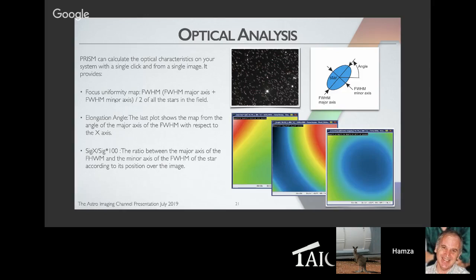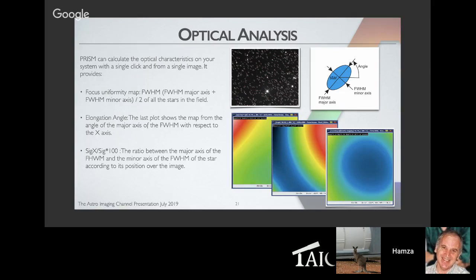Prism can give you your focus uniformity map, which is this one over here. It's color-coded to show you the changes in focus uniformity throughout the image. This is the full width half maximum, the major axis plus the minor axis divided by 2, of all the stars in the field. So as you radiate away from the center, the stars get worse.